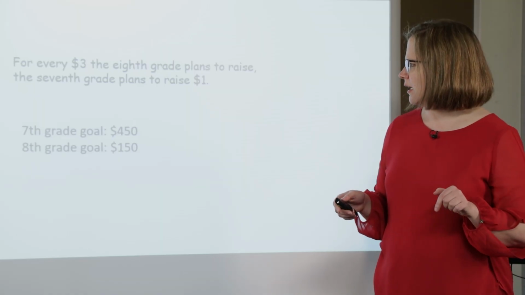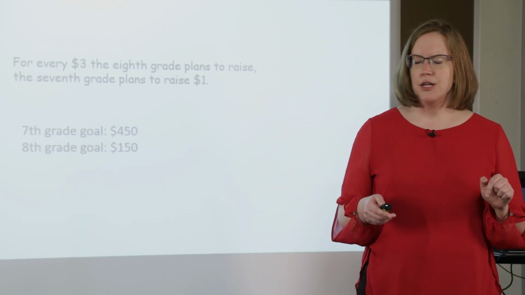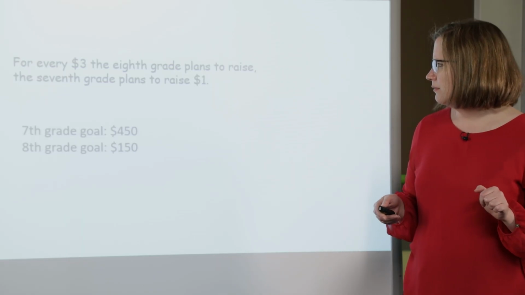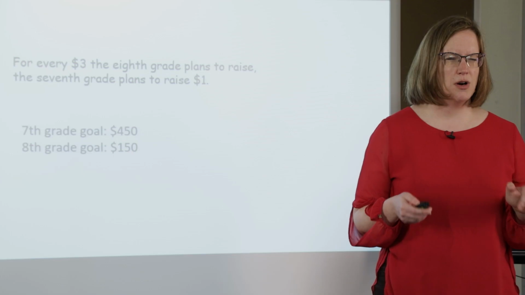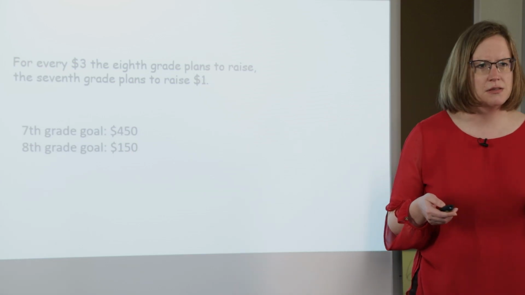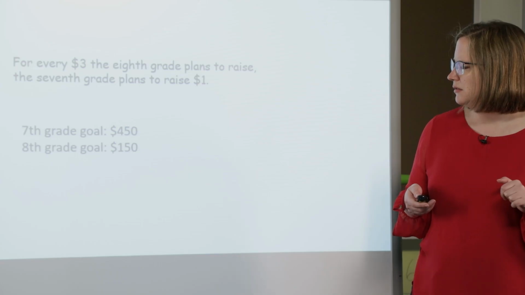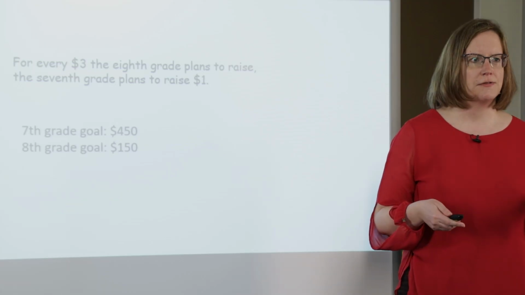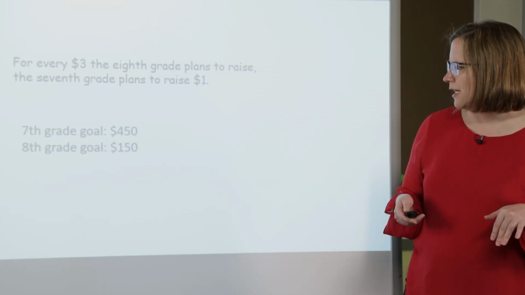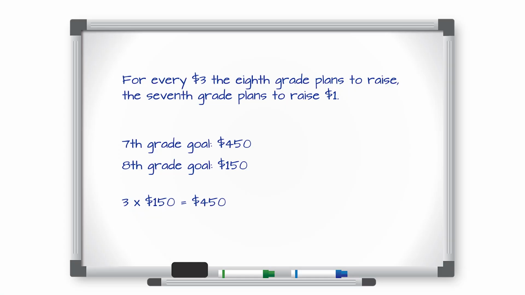What else do we think this person was thinking about? They used the numbers 3 and 1 in the statement. Why do we think they were doing that? Why did they choose 3 and 1? Maybe they're thinking of something like 3 times. Maybe they noticed that 150 times 3 is 450. So 3 times the 8th grade goal is the same as the 7th grade goal. Let's write that down. I think it makes sense to keep that idea of this comparison having something to do with 3 times. Let's not throw that part out. Keep that.